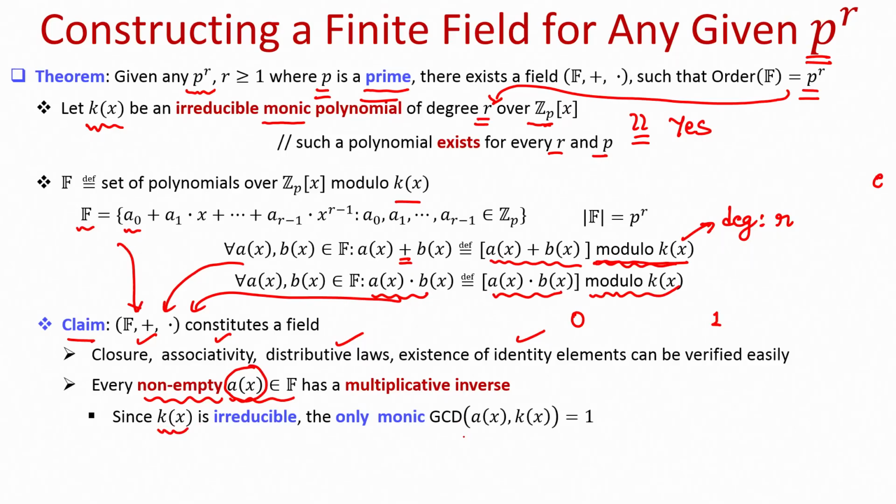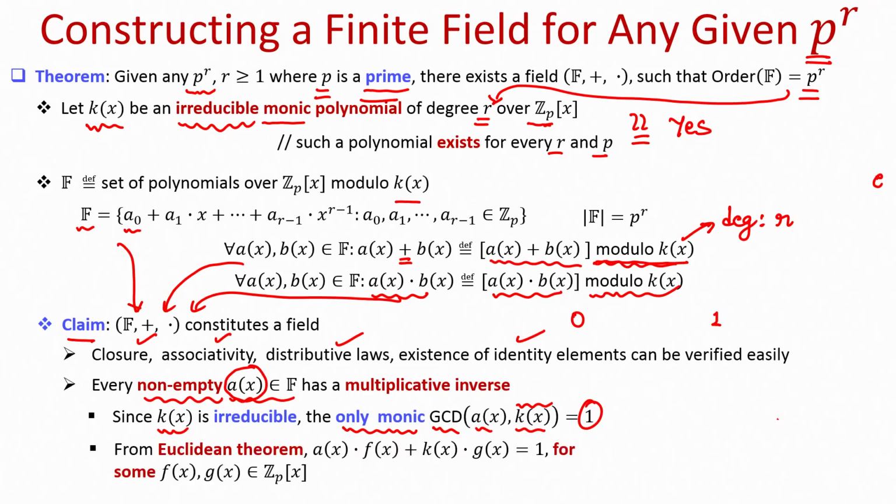Since I am taking K(x) to be an irreducible polynomial, till now you must have been wondering why I am taking K(x) to be irreducible, why can't I take K(x) to be any polynomial of degree r? There is a reason. If I take K(x) to be irreducible, then the only monic GCD of A(x) and K(x) will be the constant polynomial 1. Why so? Because since K(x) is irreducible, I can't factorize out K(x). That means I do not have non-constant factors of K(x), and hence the only possible monic GCD, the common divisor of A(x) and K(x), could be the constant polynomial 1.